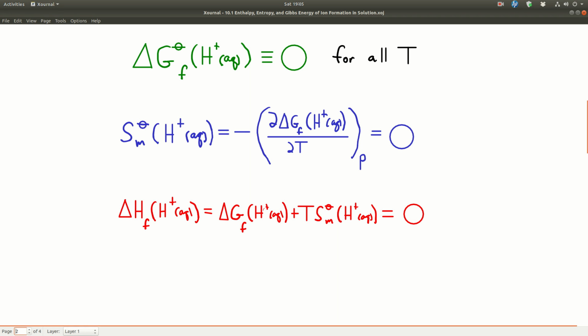So this is our reference point, our kind of bootstrapping ourselves up. Now that we have defined the reference point of hydrogen ion as being 0 for delta G, entropy and delta H of formation, we can find these values for other ions relative to these.